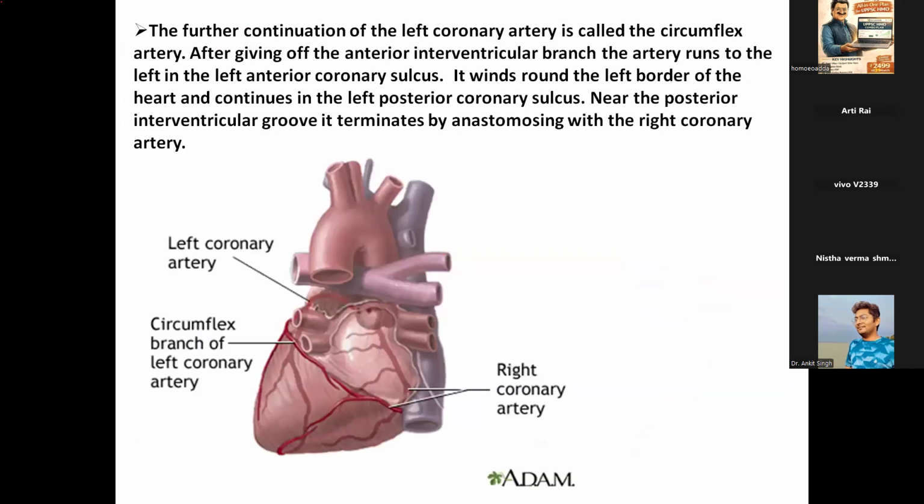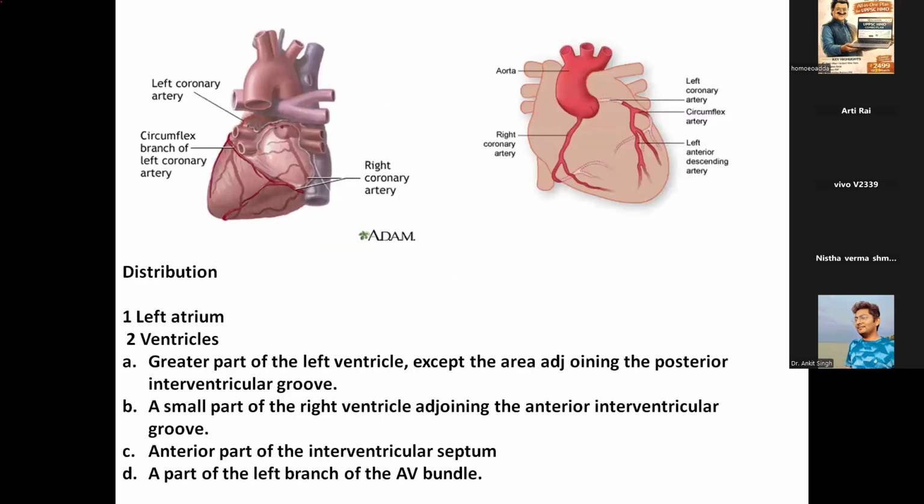Then this left coronary artery goes on the posterior surface. Now it is called the circumflex branch of the left coronary artery. It runs on the left coronary sulcus, the posterior left coronary sulcus, and finally it ends by anastomosing with the right coronary artery. So that is regarding it supplies the left atrium and ventricles.